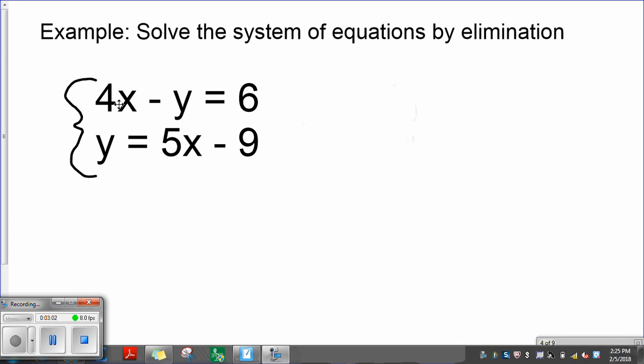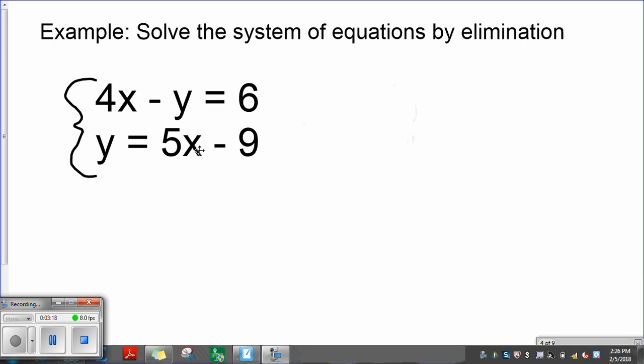So what I'm actually going to do is leave the x and y here because that looks like standard form. I told you that's the way I like to do it. Doesn't mean you have to, but I'm going to keep the first one as is. And I'm going to change the second one to look like this.